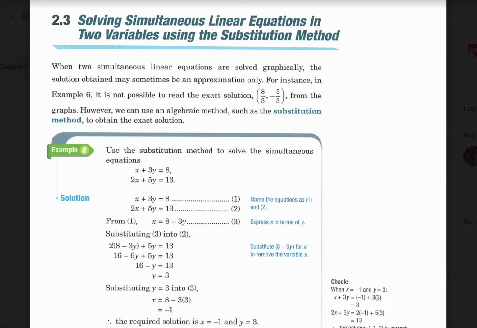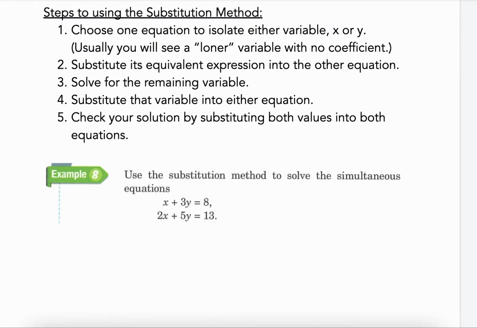So for instance, if the answer was 8/3, negative 5/3, it's kind of hard to tell whether you have a precise answer with the graphing method. So there is an algebraic method that's called the substitution method. And you don't need graph paper, you don't need a ruler, you just need pencil and paper and your brain. And you'll get an accurate answer at the end. I'm going to work on two examples from the book with you.